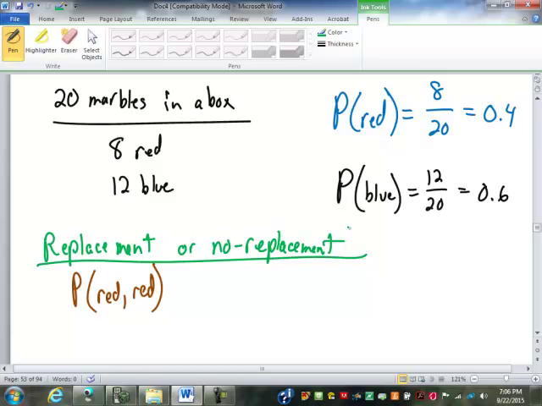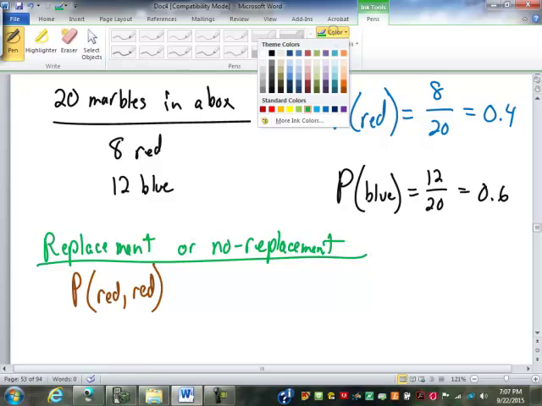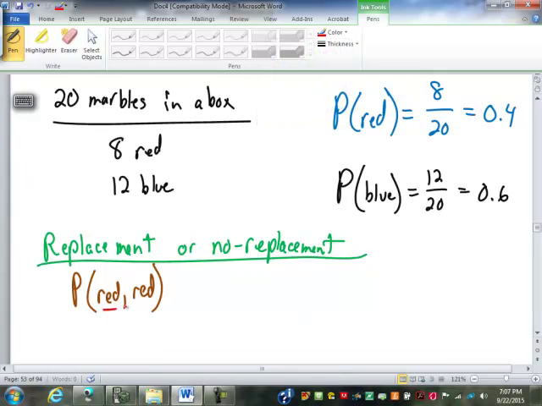If I draw out one marble and I'm going to draw out a second one, before I draw out the second marble, do I put the first one back in? Do I replace the first marble? And in order to do 2 marbles like this, we have to know. Let's say we're going to do it with replacement. That means after we draw the first marble, we put it back before we draw the second marble.